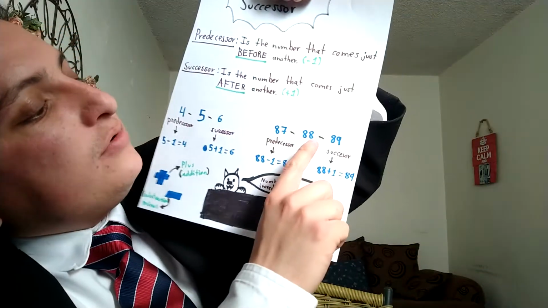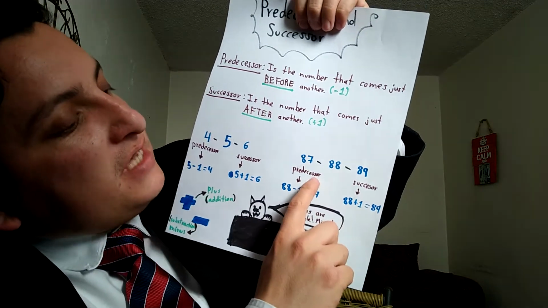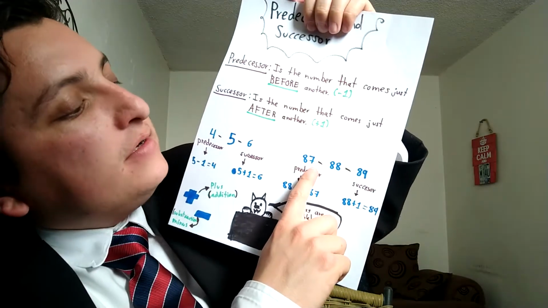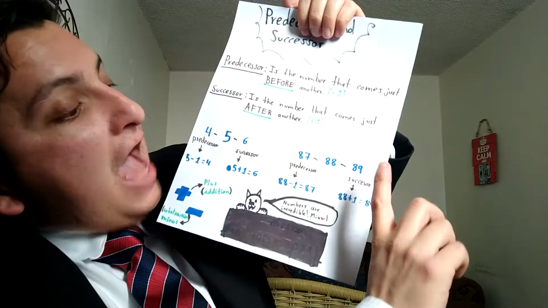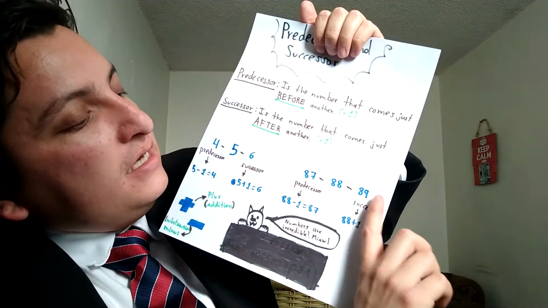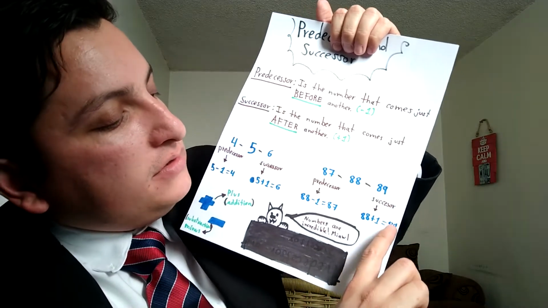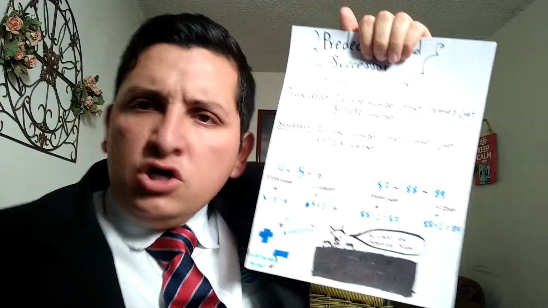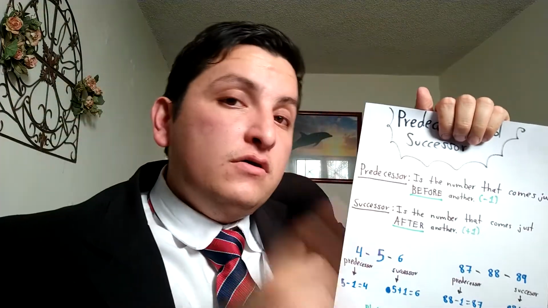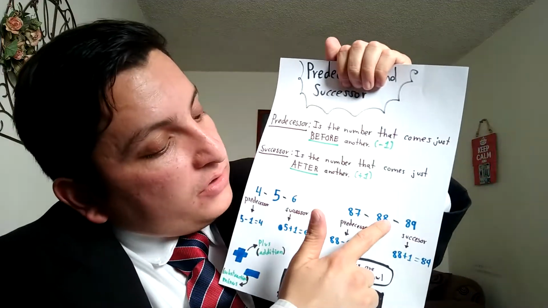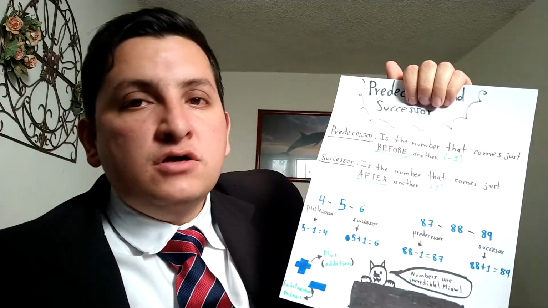Let's see another example right here. My main number is 88. The predecessor of 88 is 87 because 88 minus 1 equals 87. And the successor for 88 is 89. Why? Because 88 plus 1 equals 89. Do you see? You only need to subtract or add 1 to the main number so you can find the predecessor or the successor. Yes, plus or minus.